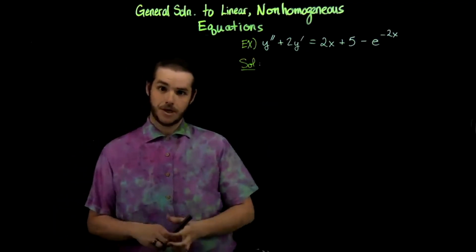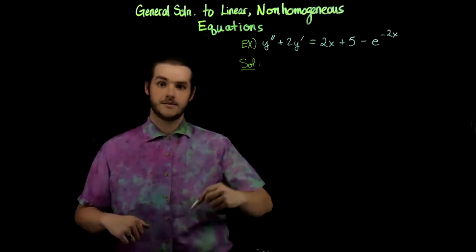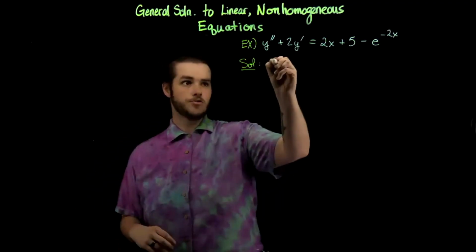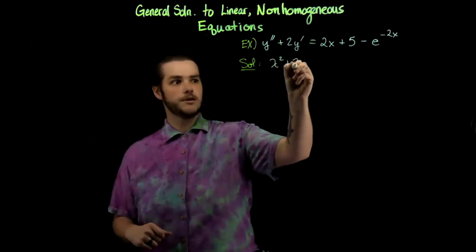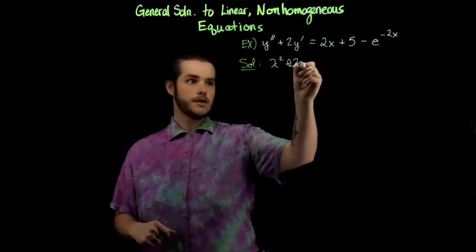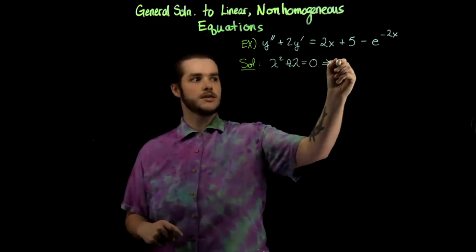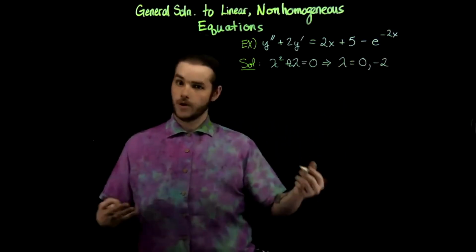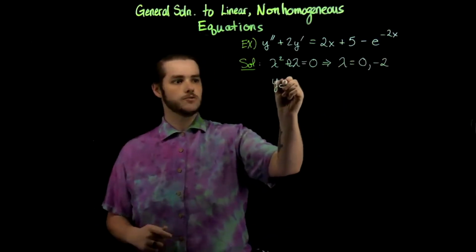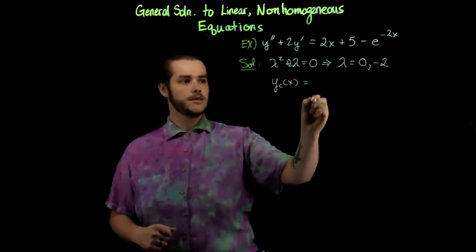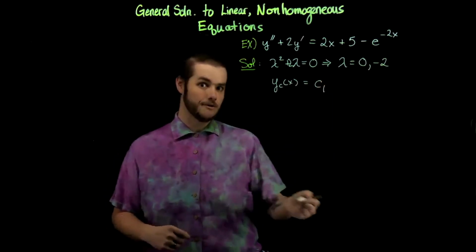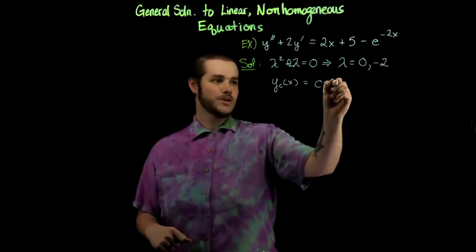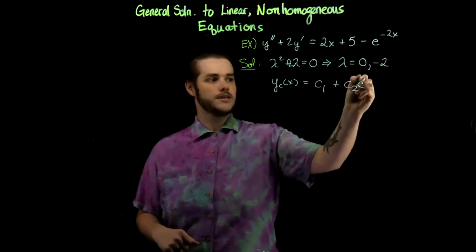The complementary equation has the characteristic polynomial lambda squared plus 2 lambda equal to 0, which gives me two distinct real roots: lambda is 0 or negative 2. So right off the bat, I know that the complementary solution is c1 e^(0x), which is 1, plus c2 e^(-2x).